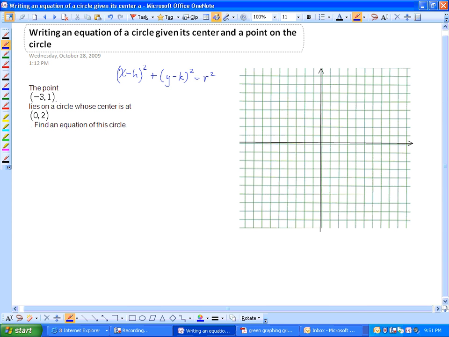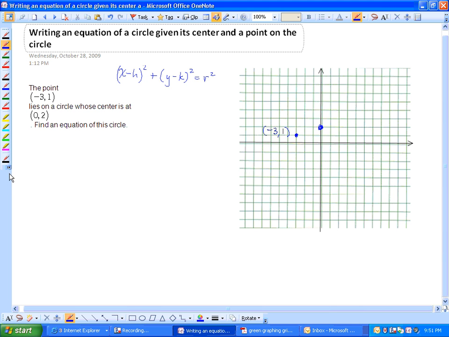Negative 3 comma 1 is an actual point on the circle, so I'm going to put that as a dot. Negative 3 comma 1 is right there. So that's negative 3 comma 1. The center of the circle, they're telling me, is at 0 comma 2. So 0 to the left or right, up 2 is right there.